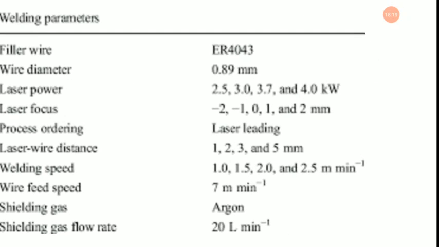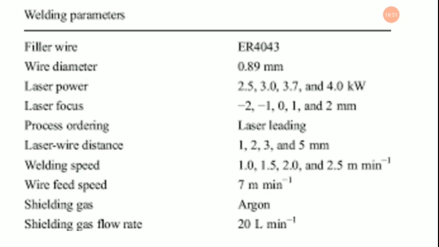Now filler wire is ER4043, wire diameter is 0.89 millimeter. Laser power is 2.5 to 4 kilowatt. Welding speed is 1.5 to 2.5. Laser wire distance is 1, 2, 3 and 5 millimeter. Process ordering is laser leading. Wire feed speed is 7 meter per minute. Shielding gas is argon and shielding gas flow rate is 20 liter per minute.